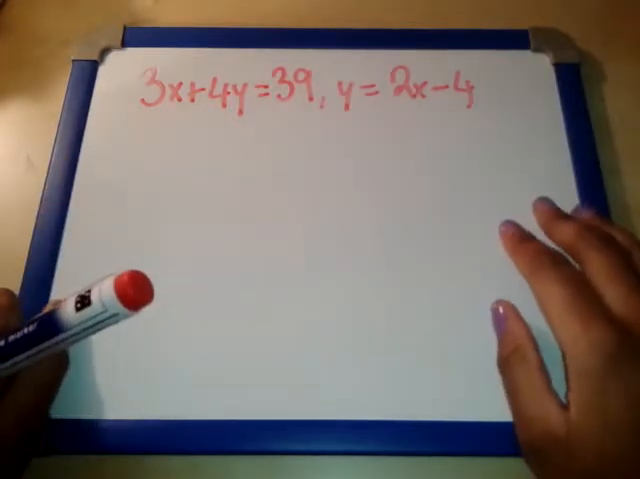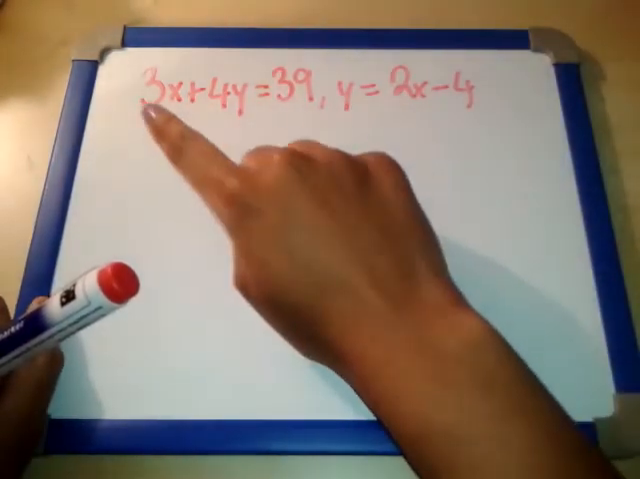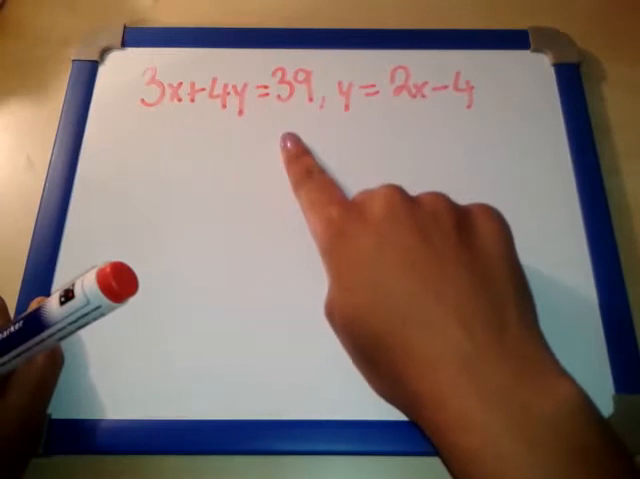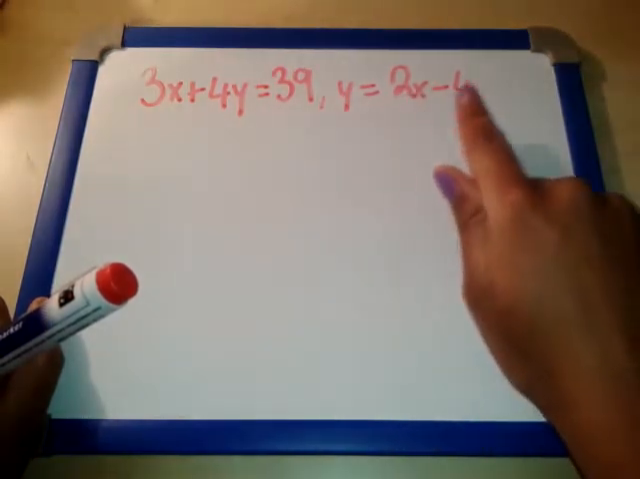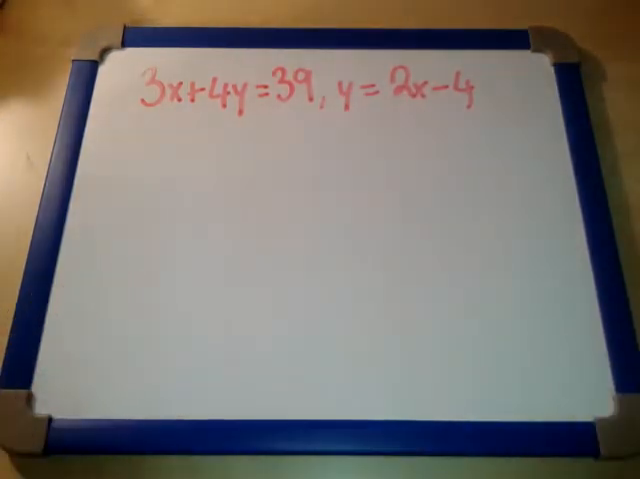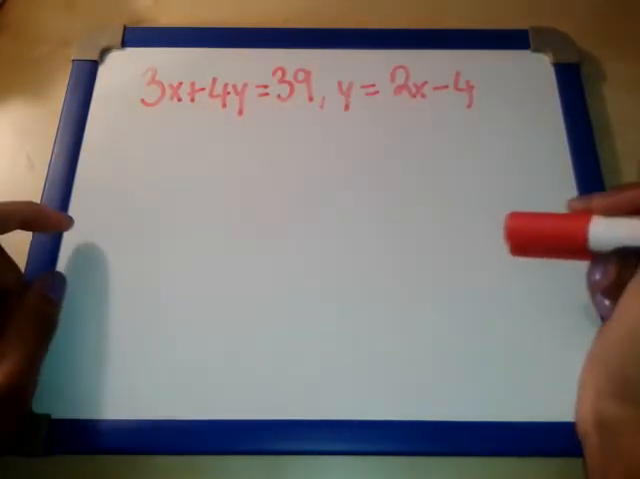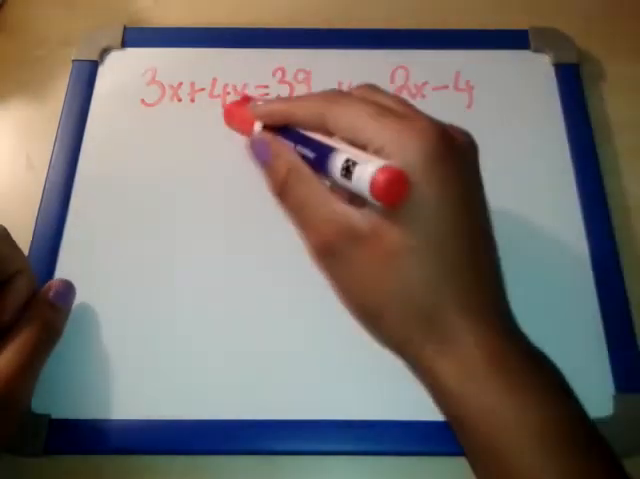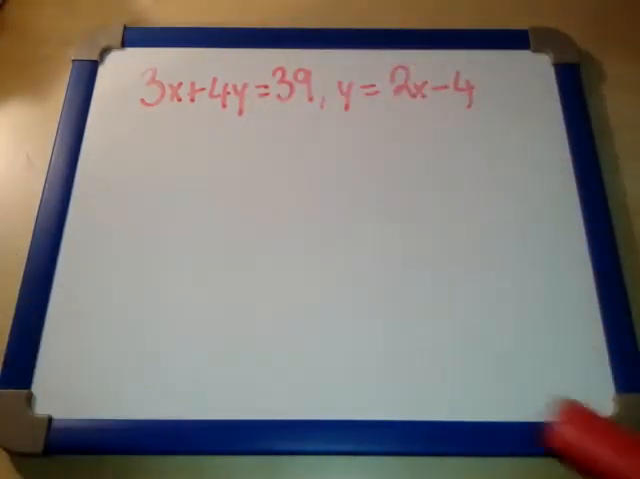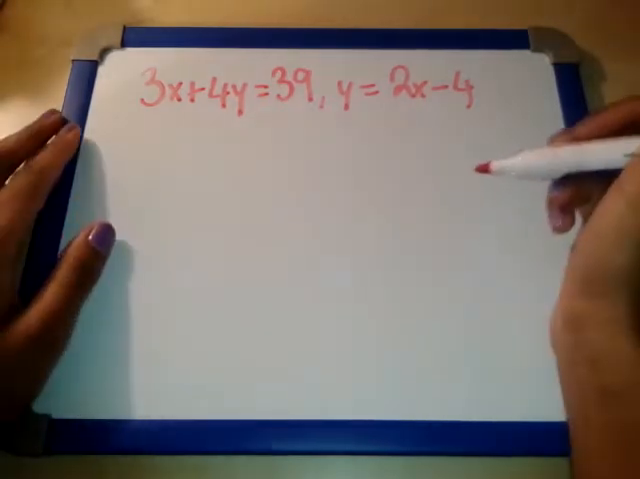So our first question is asking us to solve the simultaneous equations 3x plus 4y equals 39 and y equals 2x minus 4. Now when we're being asked to solve these equations, what we're trying to do is to find an x value and a y value which will make both of the equations true. And there are several ways of doing this. We can do it by elimination or we can do it by drawing graphs, but in this video we are going to focus on the substitution method.